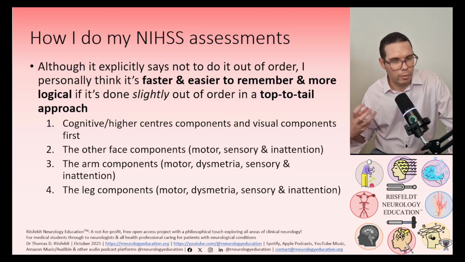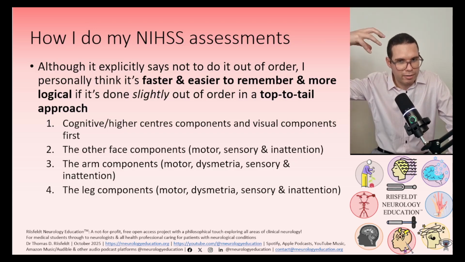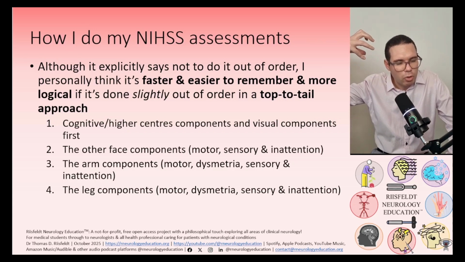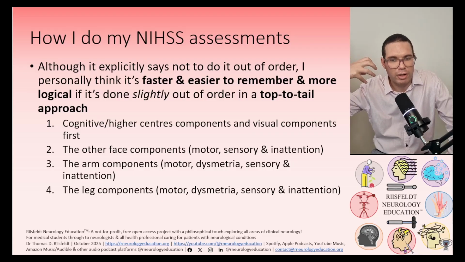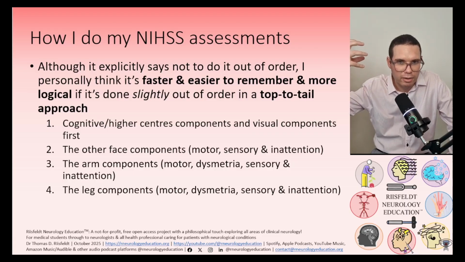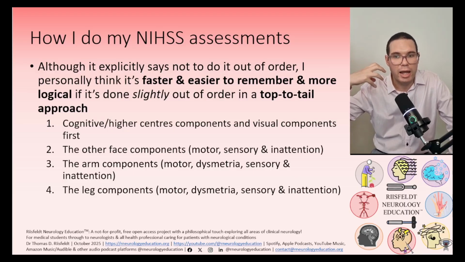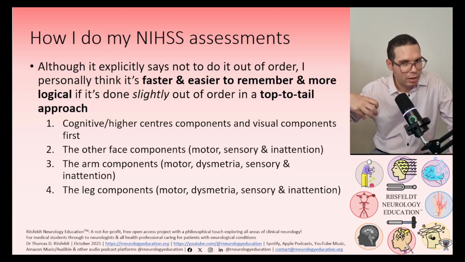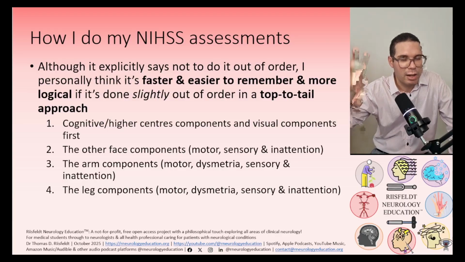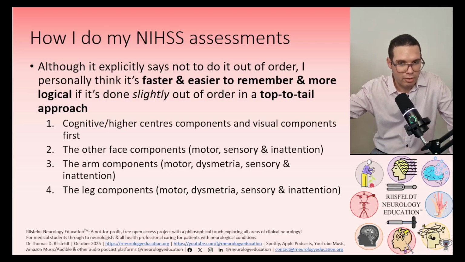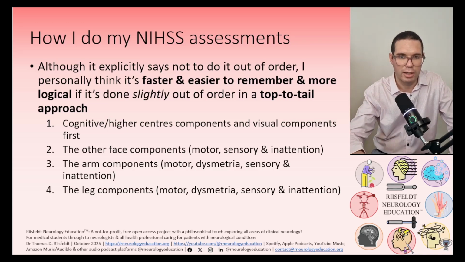So it's more of an anatomical approach. So we're doing the cognitive and higher centers and visual at the beginning. And that's important because it really informs the rest of the assessment. If someone's blind, or if someone's obtunded, or if someone is confused or dysphasic, you do have to take that into consideration in the way in which you examine and speak to the patient with all the other components of the testing. So those important aspects are still done at the start. And then you're just doing all the motor, sensory, and inattention stuff after that, and you're doing the face, and then the arms, and then the legs, including coordination in the arms and legs.